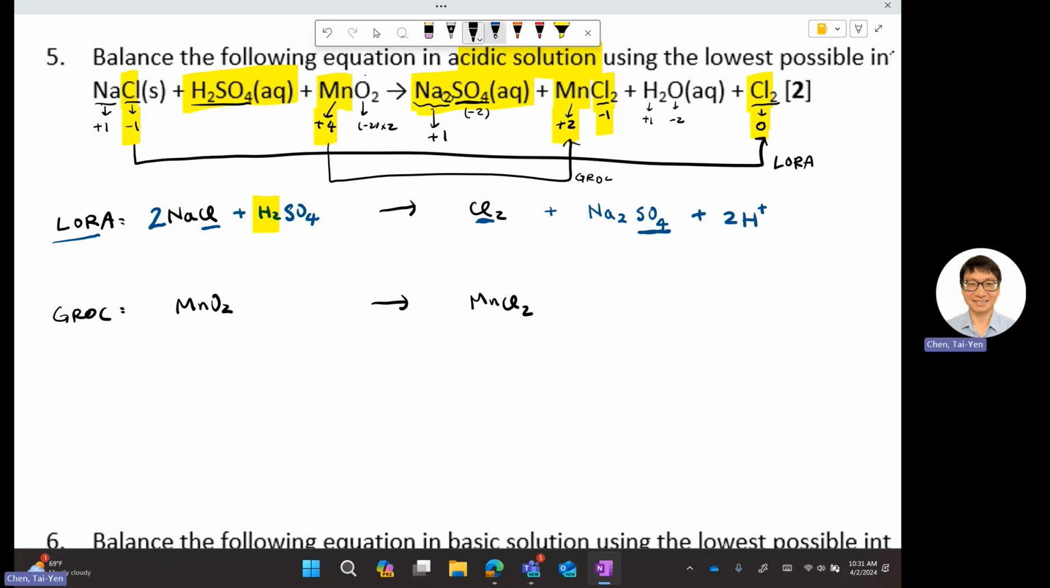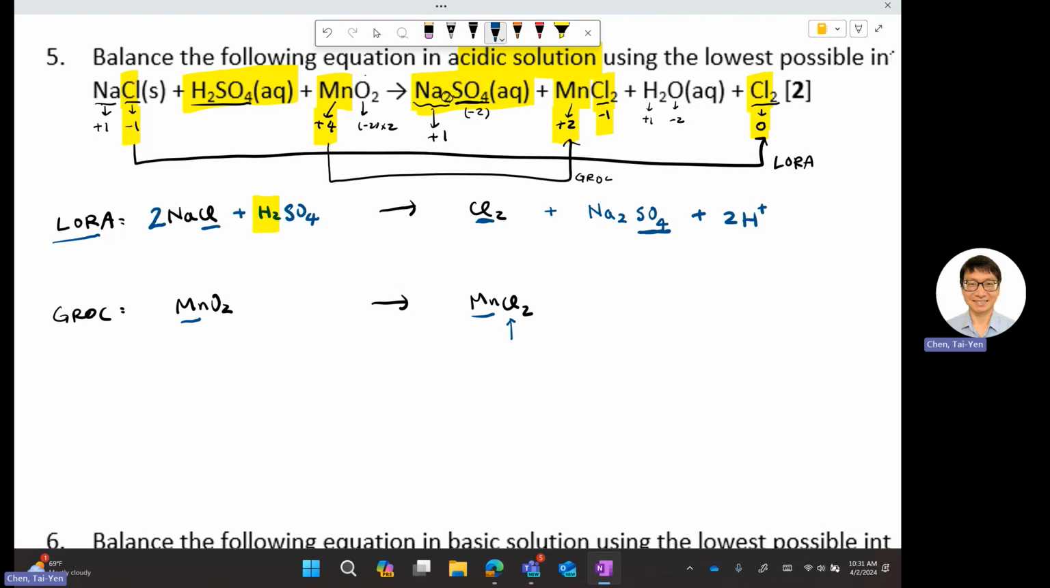Similarly, we want to do the same thing for your GER. The target atom for your GER is manganese. Here you have 1 manganese, and 1 on the product side, so it's already balanced. The next thing is to balance the Cl2. Here I want to point out that you will always balance the missing oxygen or missing hydrogen at the very end.